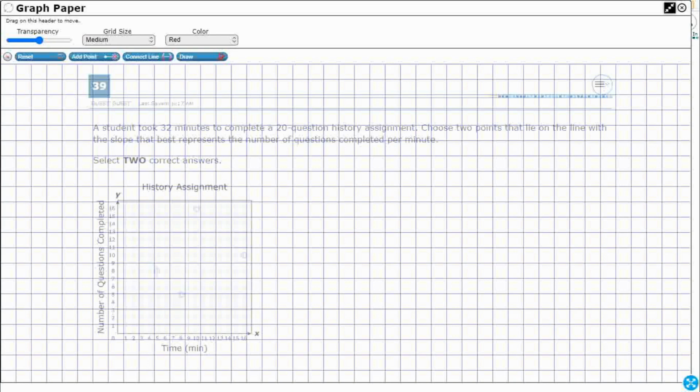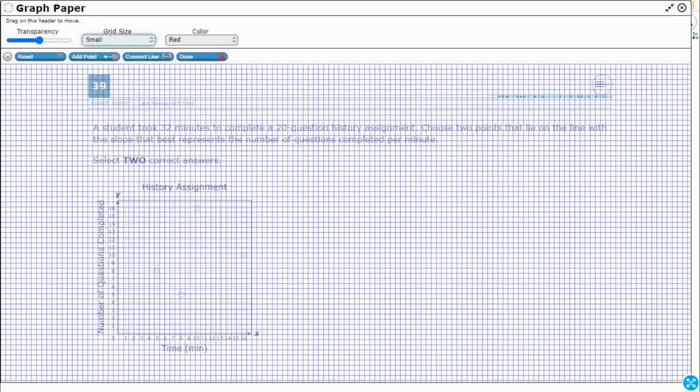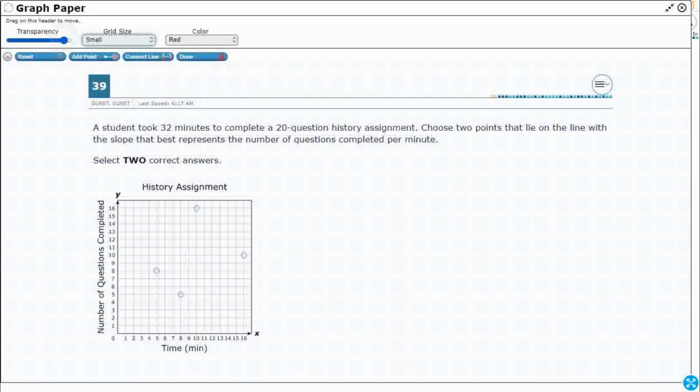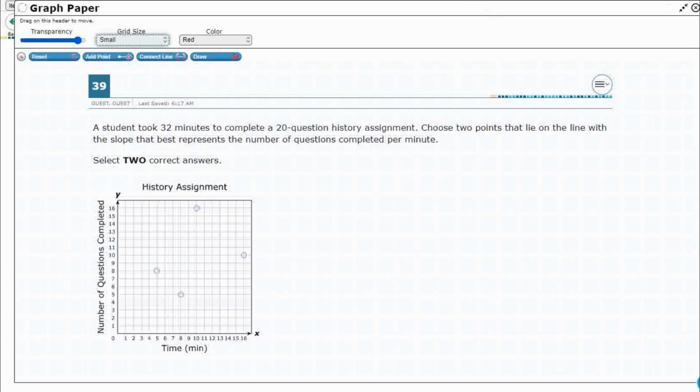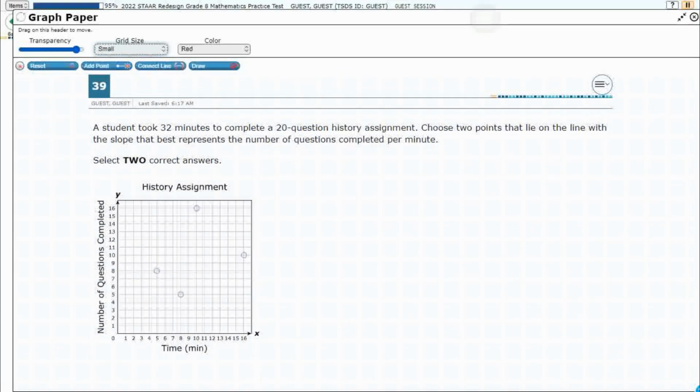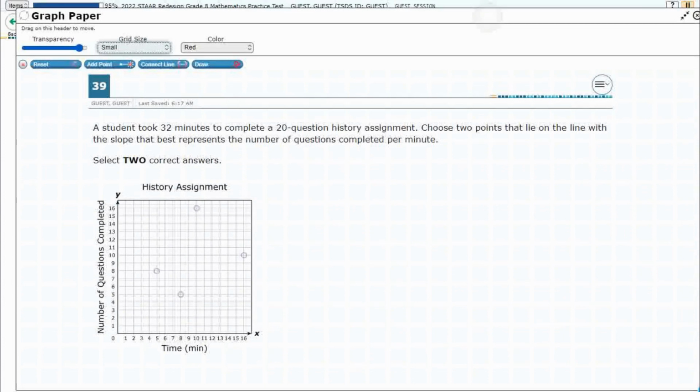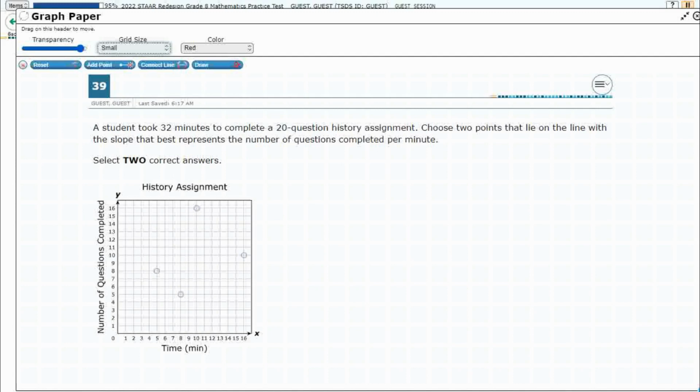I'm going to see if I can decrease my grid size to try to match that a little bit. Maybe I can. And let's see here. So what we have is this student taking a 32-minute test to complete 20 questions. We need to choose 2 points that lie on the line with a slope that best represents. There we go. And they're going to give it to us right there.